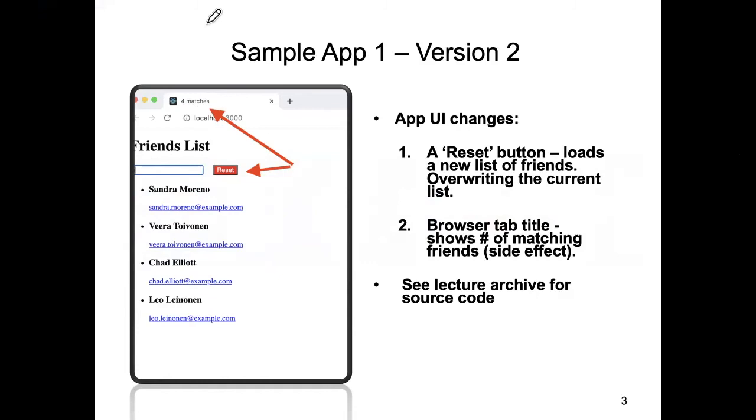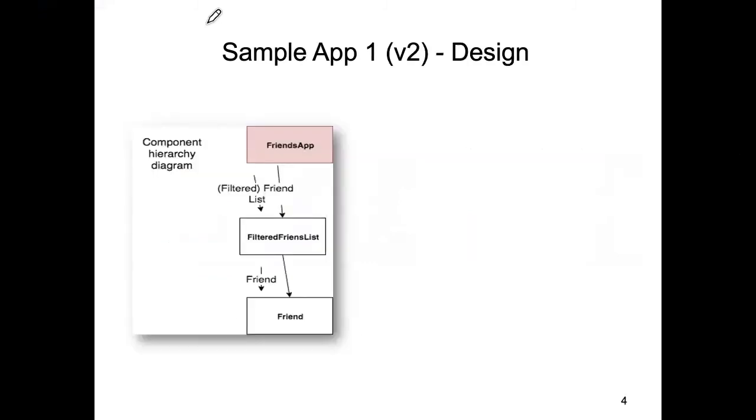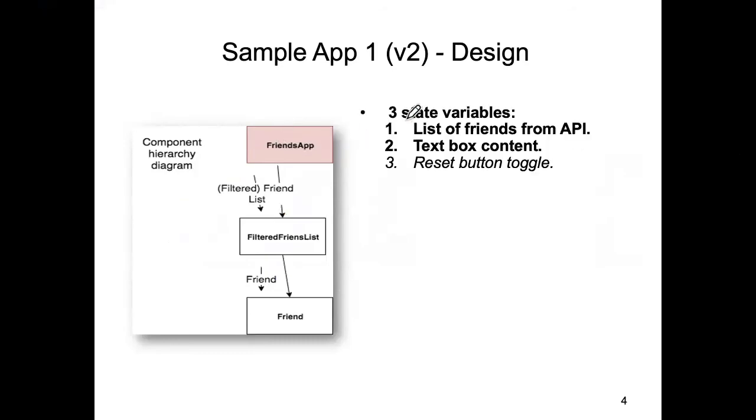Okay, now in terms of my app architecture, it's the exact same as before, but there's an additional state variable that again is going to be managed by this component. So it now has 3 state variables, and the new state variable is the one that's going to record the fact that the user has clicked the reset button, because clicking that button needs to trigger certain actions on the part of our component.